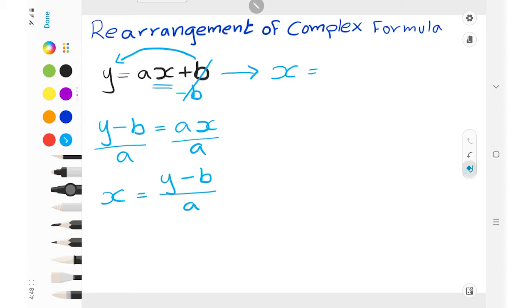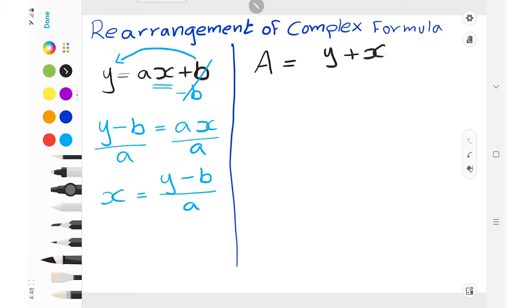But now I want to show you how to do a complex one. Okay. Let's say I want to make q the subject of the formula in this equation: y minus x divided by p plus q squared. Wait. This is a q squared. I want to make q the subject of the formula.